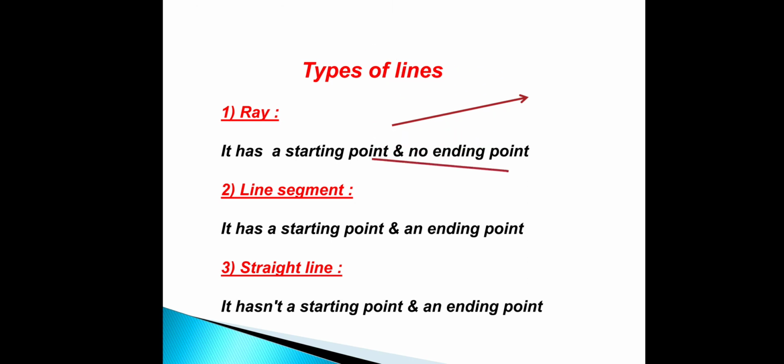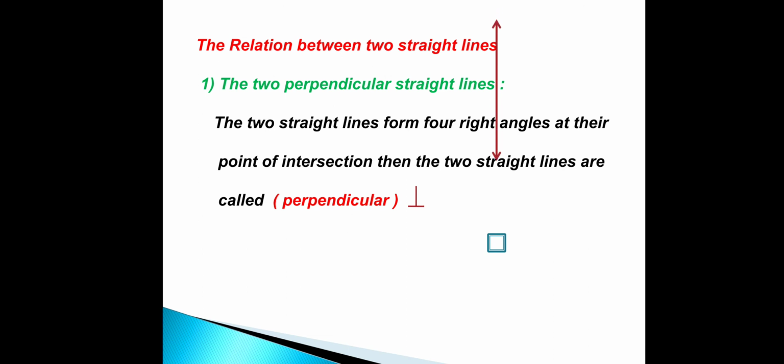Again, a summary. Types of line: ray. A ray has a start point and no ending point. A line segment has a starting point and an ending point. A straight line has no starting point and no ending point. Relation between two straight lines.